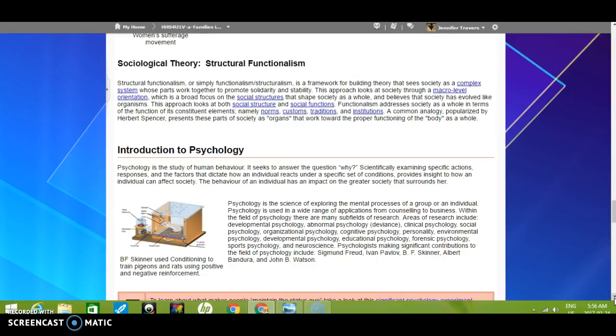Structural functionalism is a lot like functionalism, only this time we're in sociology, so we're examining society and the family. It's examining society around us and its influence on the family when it comes to the function and purpose of the norms, customs, traditions, and institutions within that system.